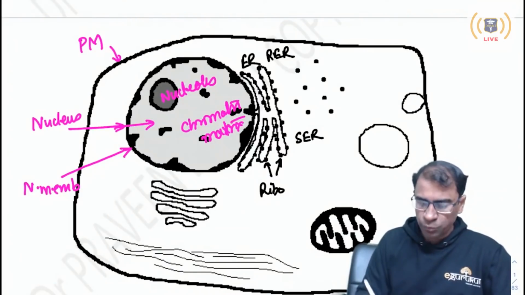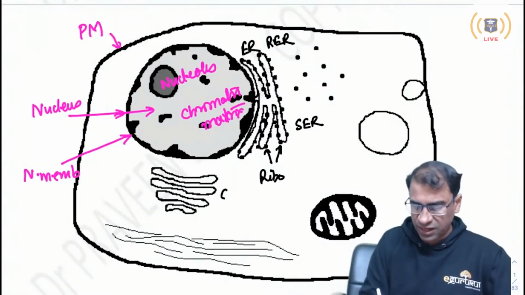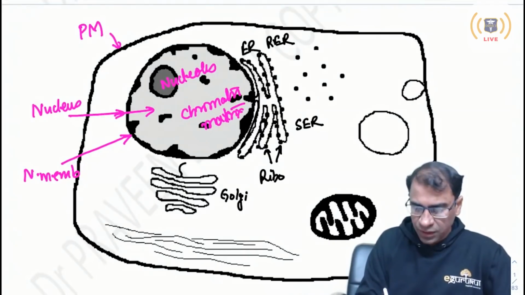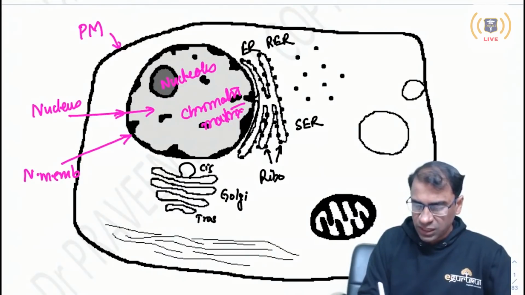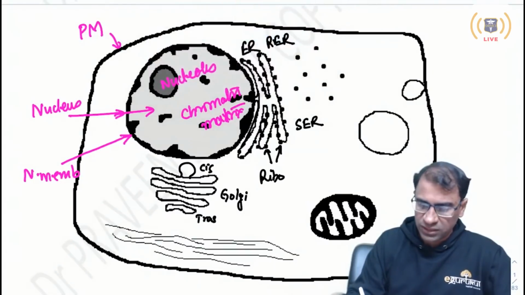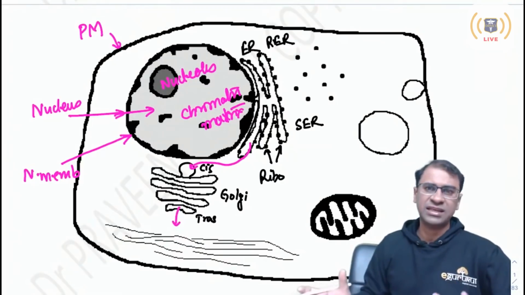But apart from this, you may also see the Golgi body with the cis and the trans end. Okay, it may be the Golgi apparatus. If you remember, it has a cis end and a trans end. The protein that is synthesized goes to the cis end, and after packaging, the protein comes out of the trans end. That is a very basic thing that you all have read.